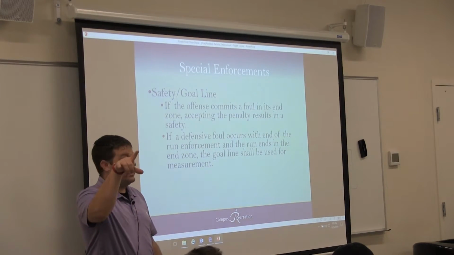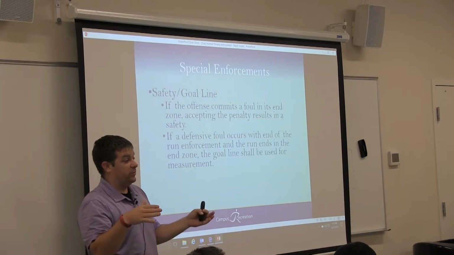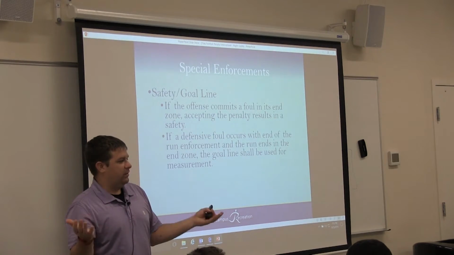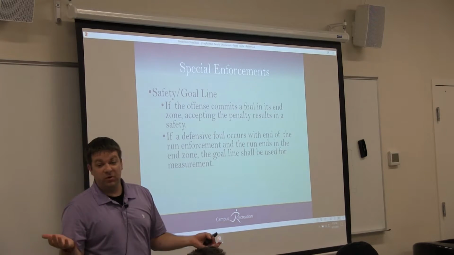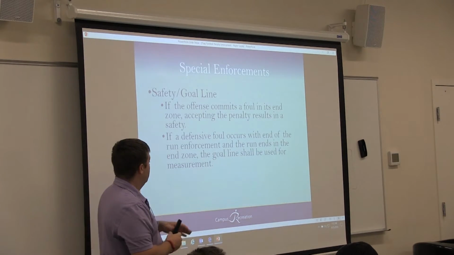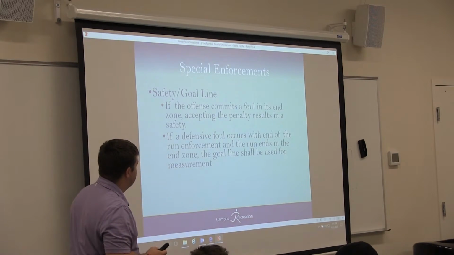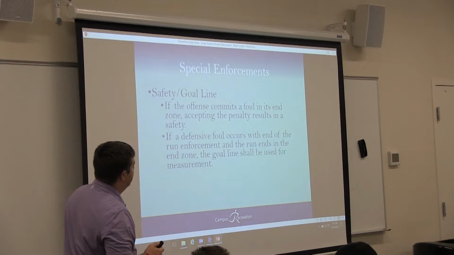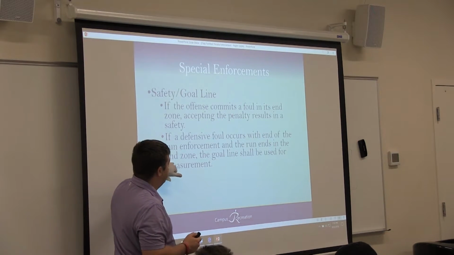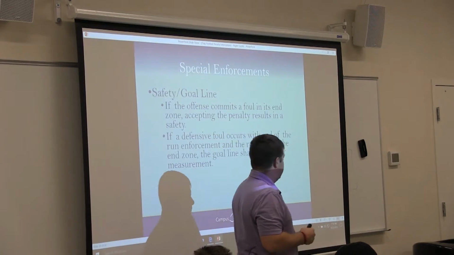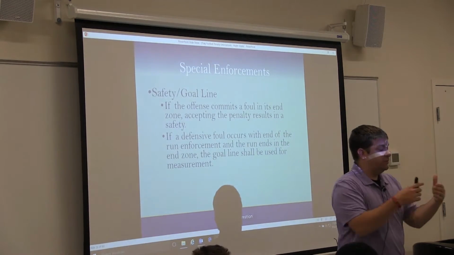Now, if they throw an interception and the other team goes, hey, we want to decline it because we want to try to score quickly, by all means, they can decline it. They just don't get the points. If the defensive foul occurs with the end of the run enforcement and the run ends in the end zone, the goal line shall be the line to use to measure out.